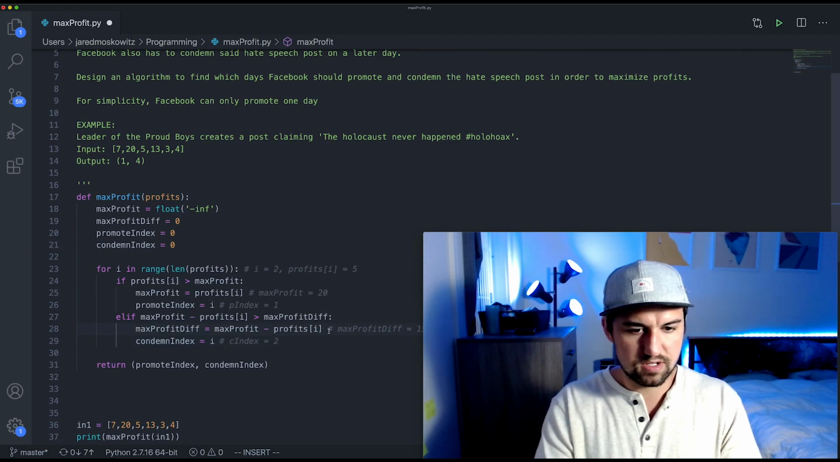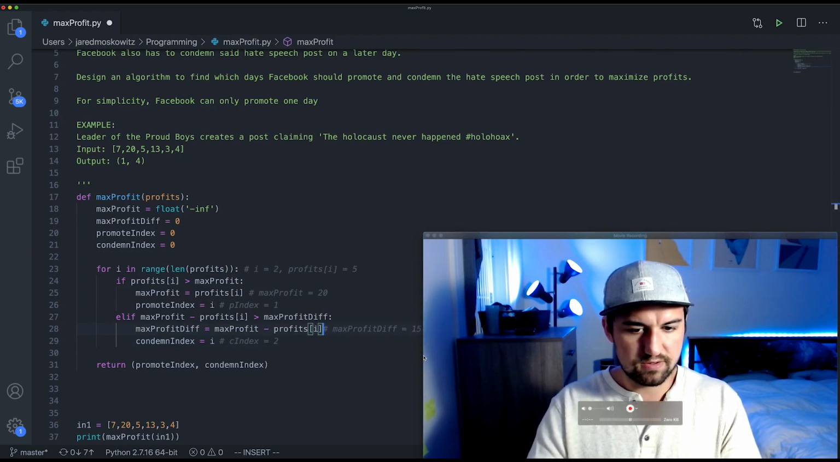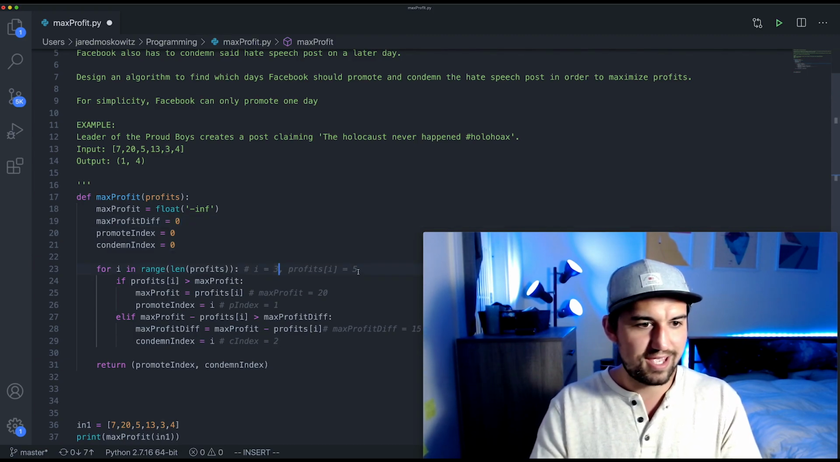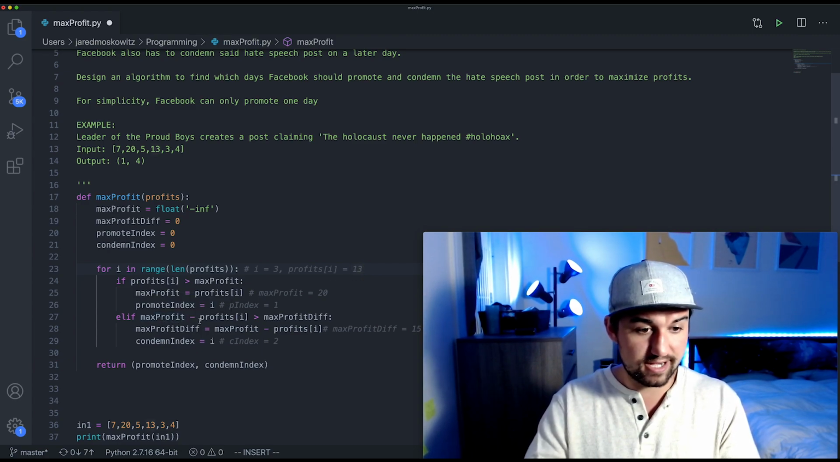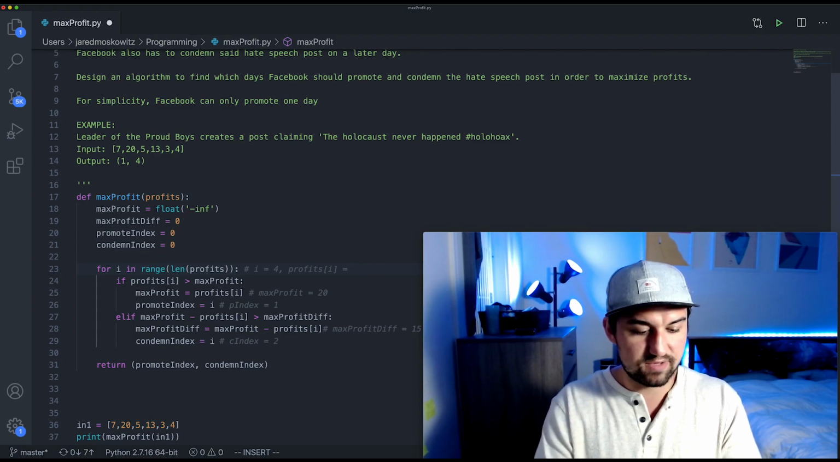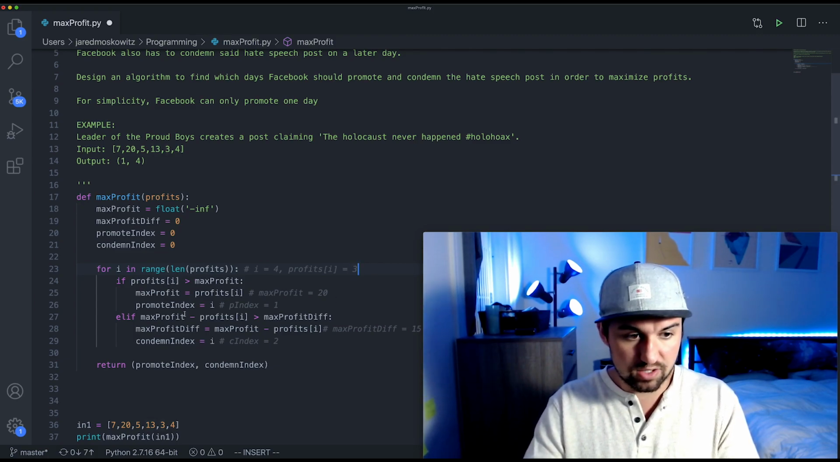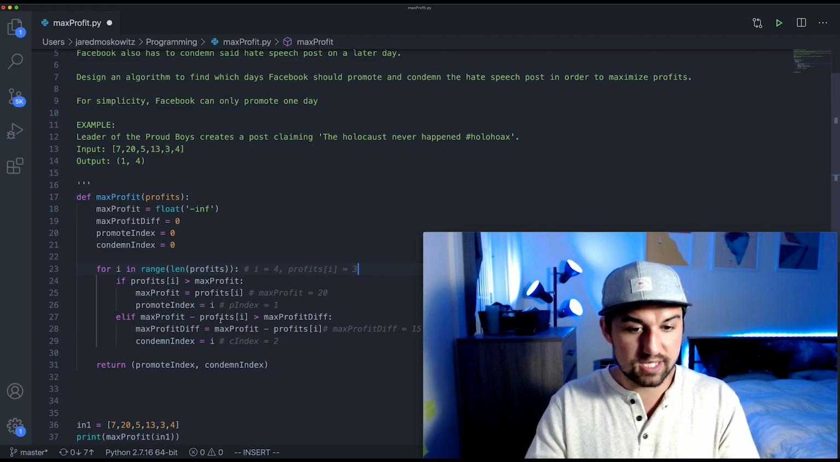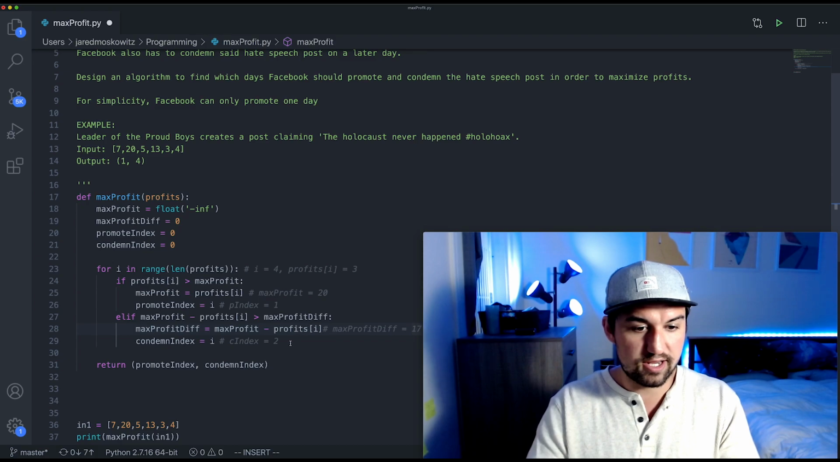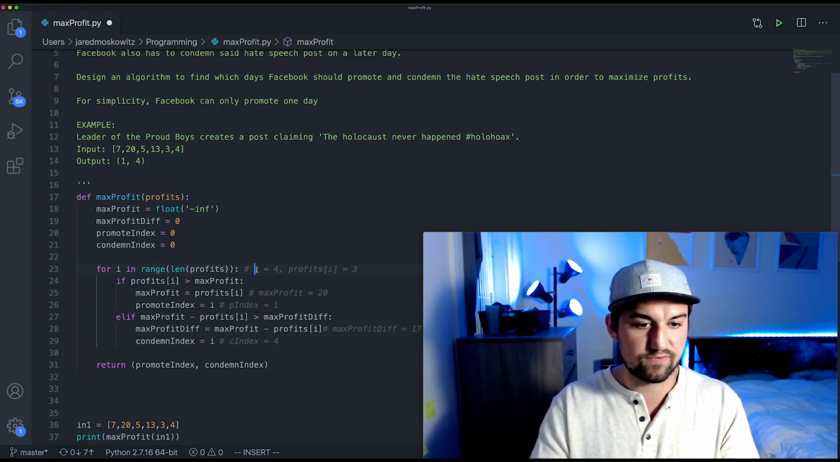So, let's get this over a little bit so you can see it. Okay, so now we're going to go through I equals 3, and this is going to be equal to 13. 13 is not greater than 20. Let's keep going. Is 20 minus 13, which is 7, greater than 15? No, so we'll keep going. So I is going to be equal to 4. Profits at I is going to be equal to 3. 3 is not greater than 20, but however, 20 minus 3 is 17. That is greater than 15, so we're going to change this to 17, and we're going to change our index to 4, because that's what we're on. We're on I equals 4 right now.